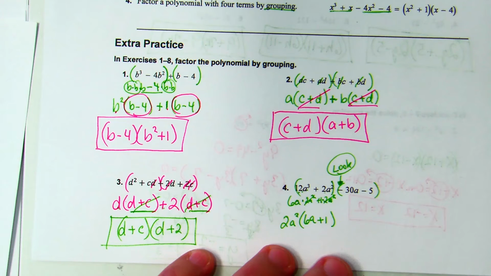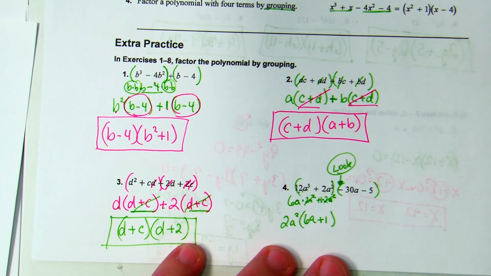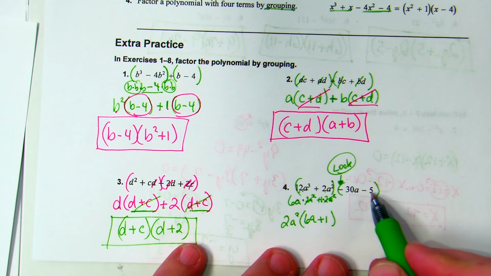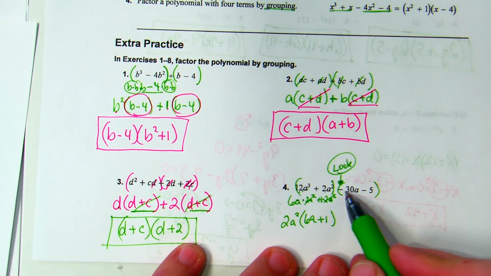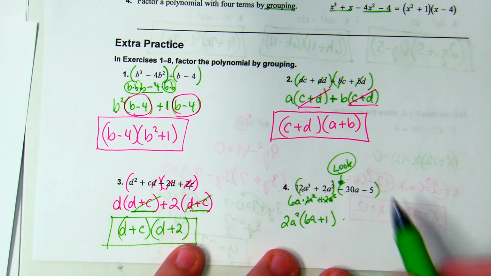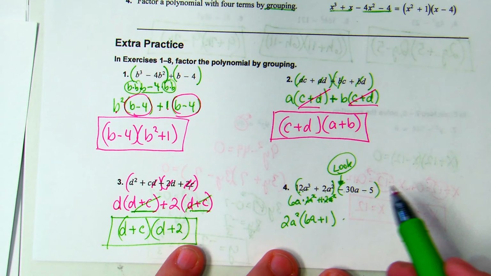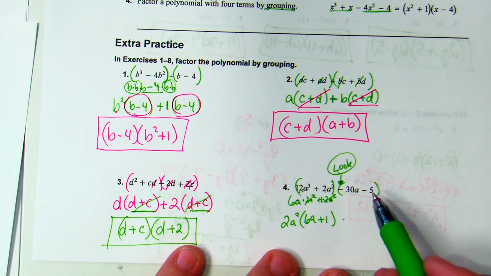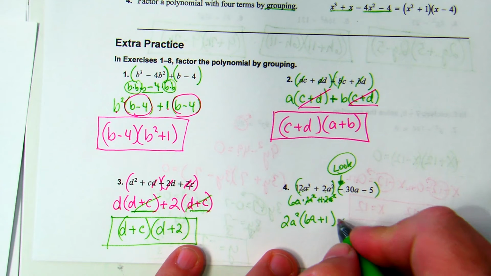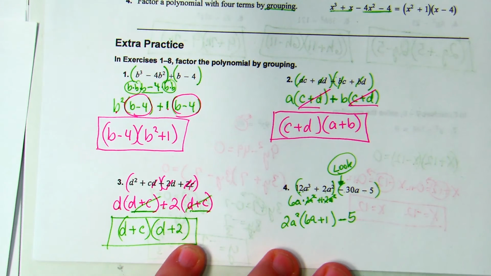Now in the next part, this is where we have to be cautious. The next part is negative 30a minus 5. It's minus and minus, so let's pull out a negative so we can make both of those positive when we create our factor here. What can we pull out of both of these that's negative? How about the negative 5? I can pull a negative 5 out of here, and a negative 5 out of the 30. So let's take out a negative 5.